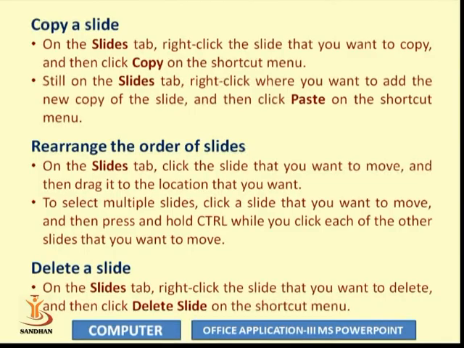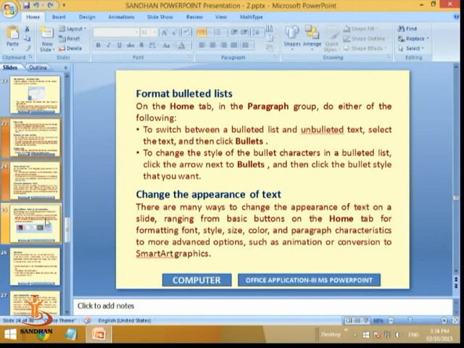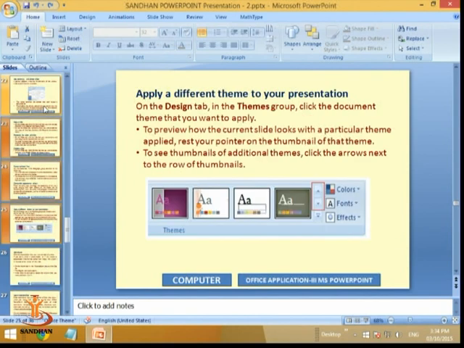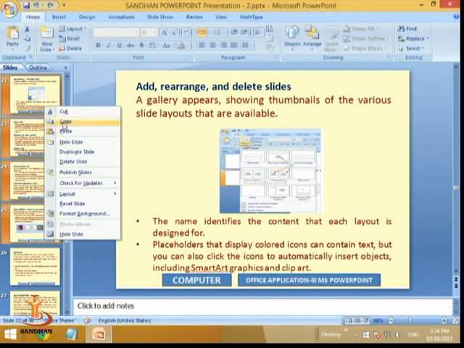I'll just resume the presentation again. So rearrange: on the slides tab, click the slide that you want to move and then drag it to the location that you want. To select multiple slides, click a slide that you want to move and then press and hold Control while you click on each of the other slides that you want to move. This actually is if you want to move multiple slides, then you can select on this, press Control button and you can select other slides. So this way you can select 4 slides and you can copy 4 slides directly like this. You can click on copy and paste wherever you want.